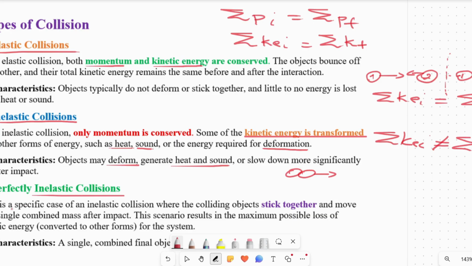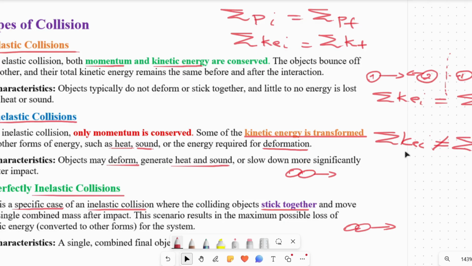This is a specific case of an inelastic collision where the colliding objects stick together and move as a single combined mass after impact. So whenever objects stick together after collision, we can say this is a perfectly inelastic collision. That is what we are talking about, these types of collision. So that's very important to understand.